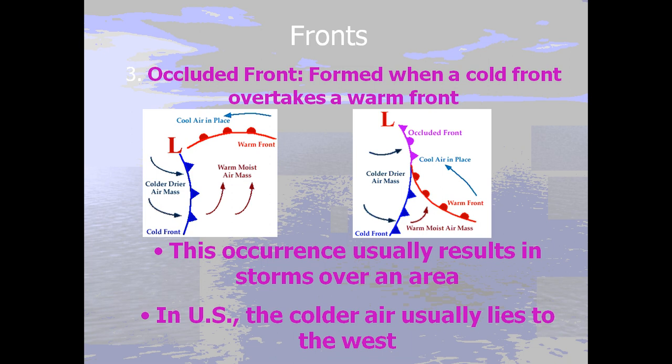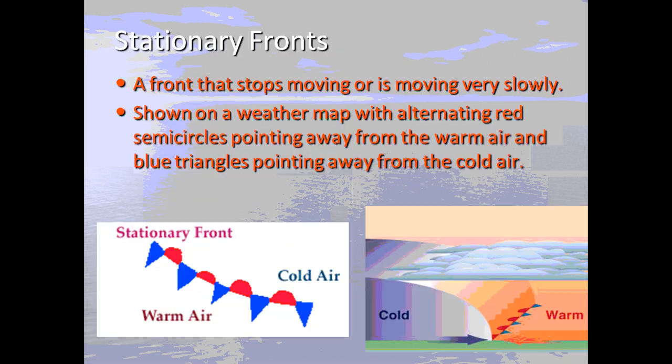Now, this occurrence usually results in storms in an area. In the United States, the colder air usually lies to the west. So people on the east, you're a little bit safer when you have an occluded front.